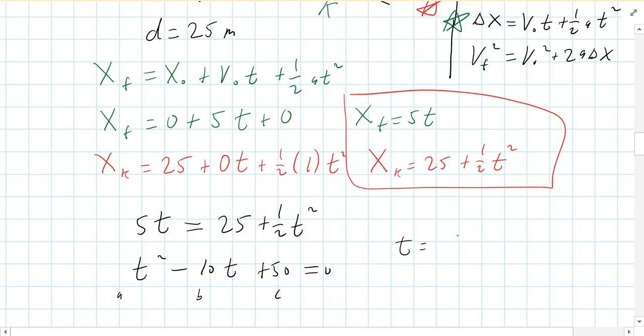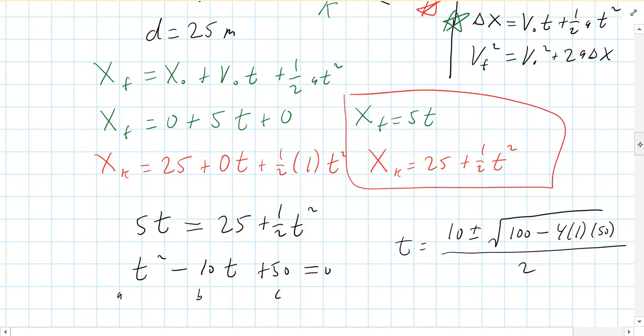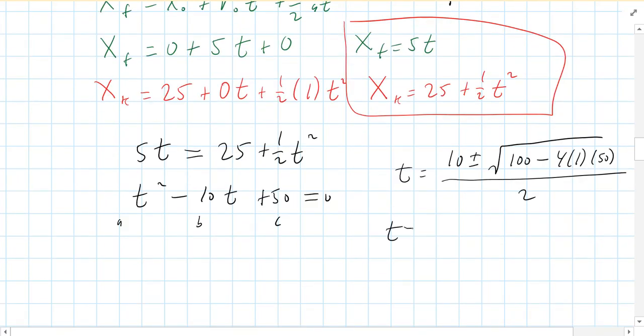So we've got negative and negative 10. So we've got 10 plus or minus the square root of b squared, which is 100, minus 4 times a times c, all over 2a, which is simply 2. And so we get a time of 10 plus or minus the square root of negative 100 over 2.